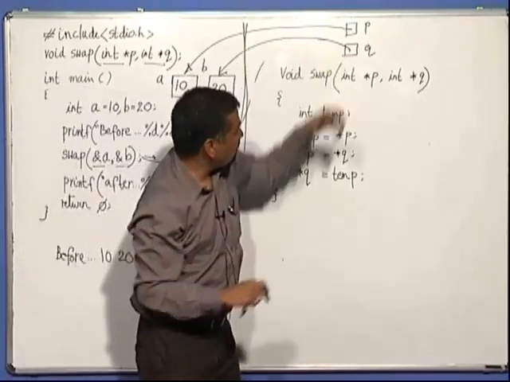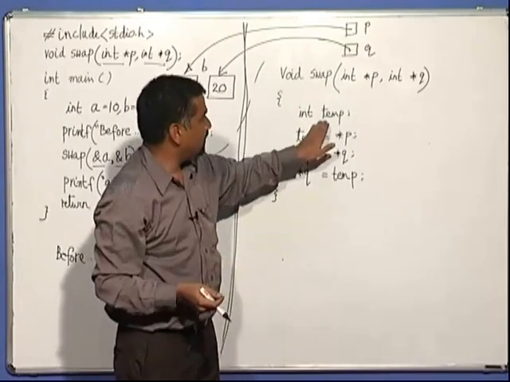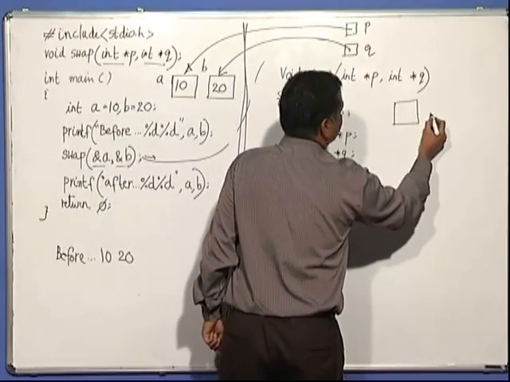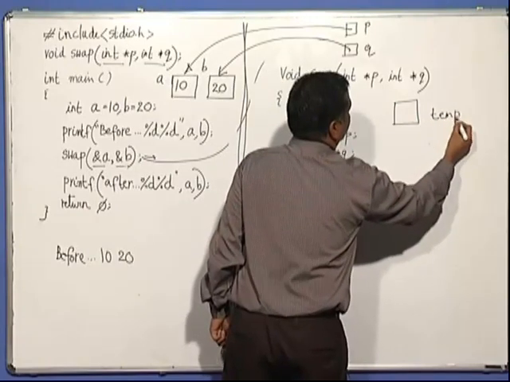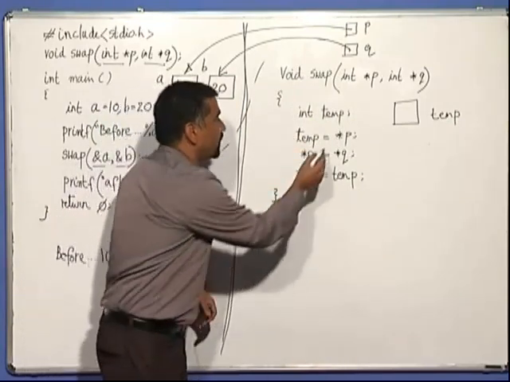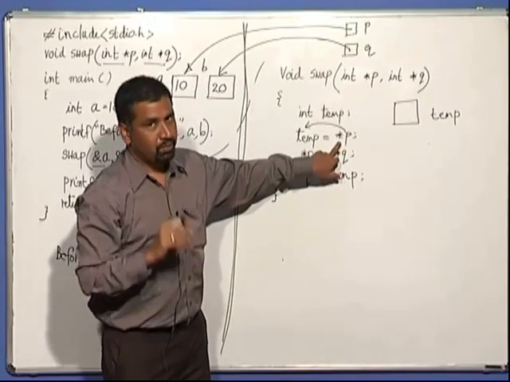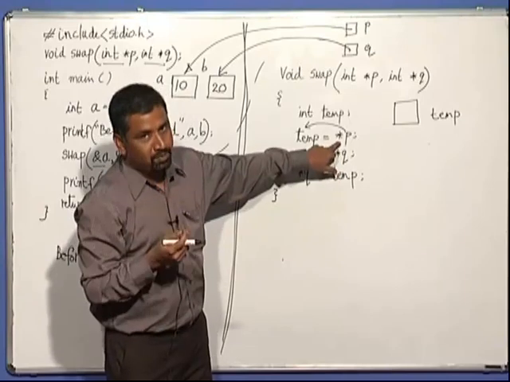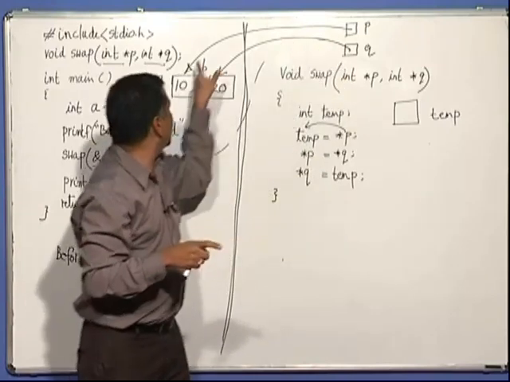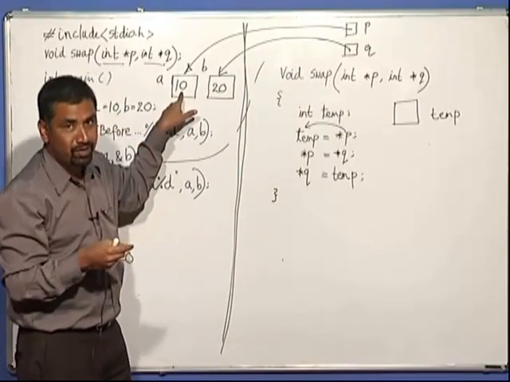Once it comes here, int temp, there are no pointers here, please make a note of that. Temp is a normal integer variable. So temp is here, another variable. Next statement, what is the value that is put into temp? On the right hand side we have star P. What is star P? For that we must know what P is pointing to. Right now we know that P is pointing to A. So star P, the dereferencing operator being used, is nothing but the value at A, which is 10.